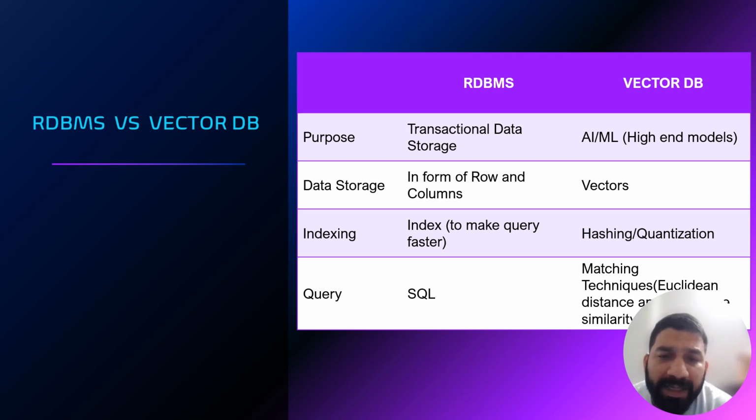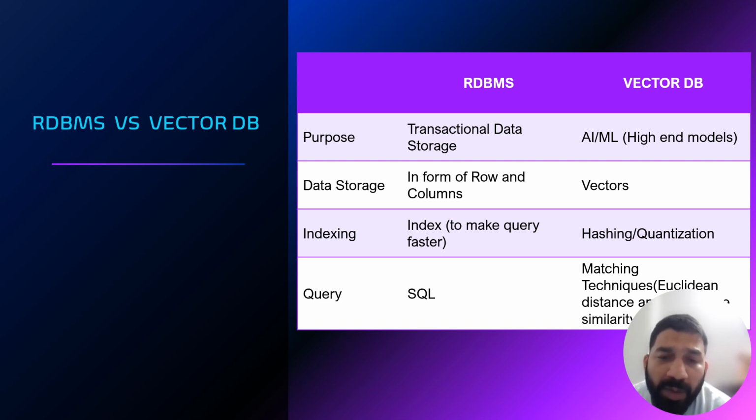If I talk about the data storage, in RDBMS, data is stored in the form of rows and columns. At the same time, in vector database, the data storage is done in the form of vectors. If I talk about indexing, indexing is generally done to make the query faster. Indexes can be created in RDBMS to make the query faster, but there are different techniques that are used in vector DB for doing this indexing. This indexing is done with the techniques called hashing and quantization in vector DB.